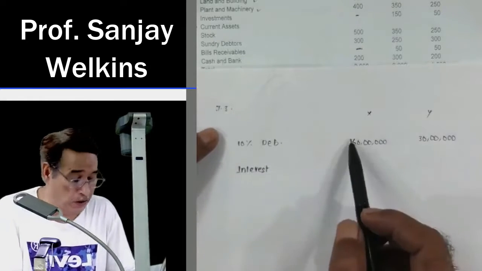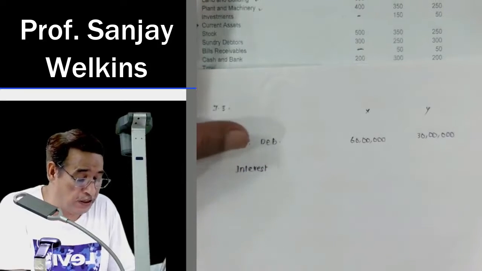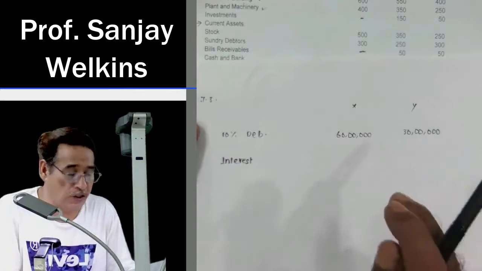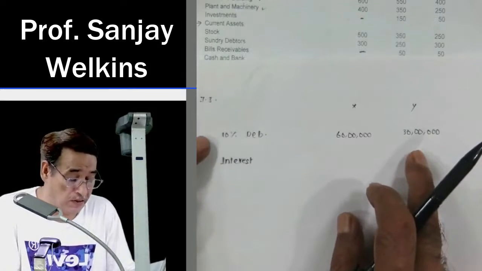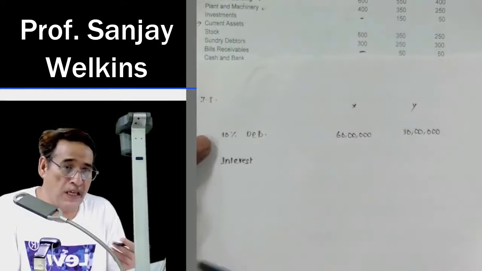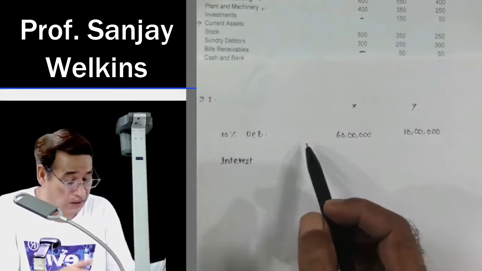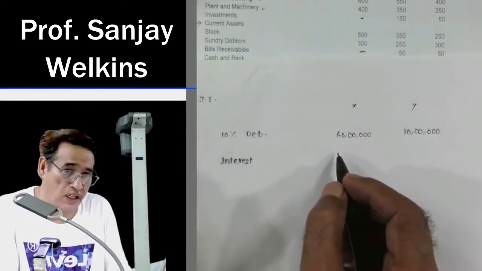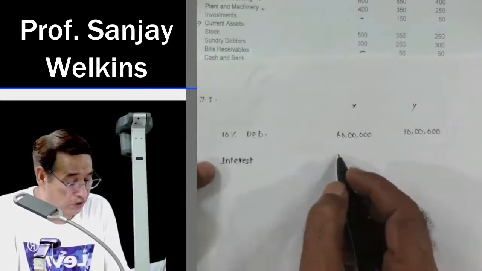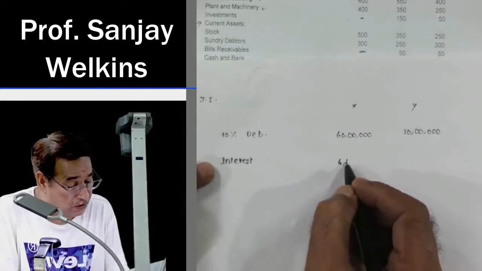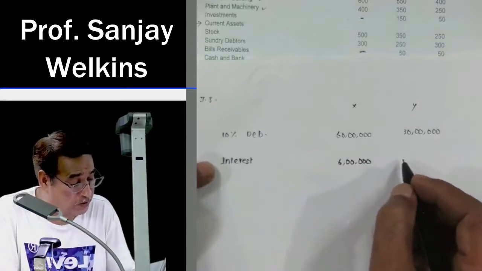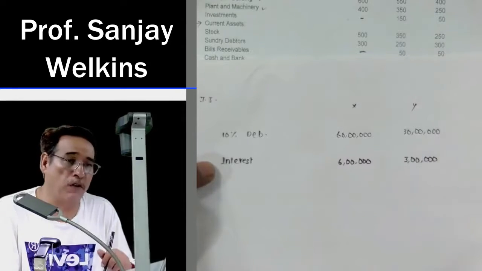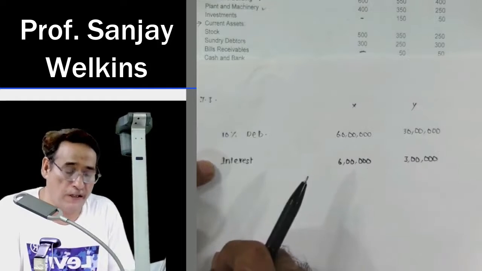Suppose you are the debenture holders in X Limited. It means you have invested in 10% debentures of X Limited. And similarly, if you are debenture holders of Y Limited, you have invested in debentures of Y Limited. Since both the companies have debentures and their coupon rate is 10%, whatever debentures they have issued, they must be paying interest at the rate of 10%. So total interest on 60 lakhs at the rate of 10% must be equal to 6 lakhs. And total interest on 30 lakh worth of debenture at the rate of 10% must be equal to 3 lakh.